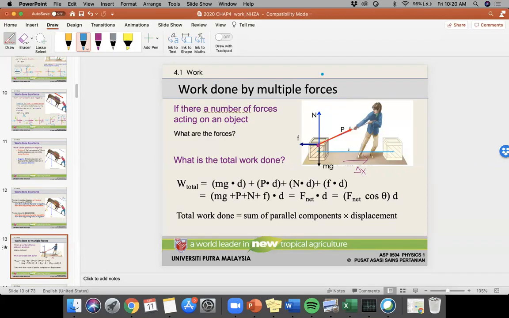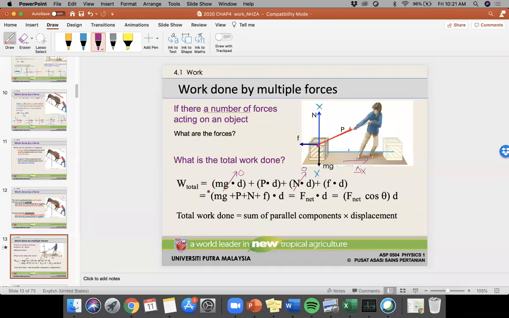So what are the forces that are perpendicular? The reaction force is perpendicular, so it's going to be 0. Weight is perpendicular to displacement, so it also gives 0. The dot product of mg with displacement is 0, and the dot product of the reaction force with displacement is 0. So the total work done is just from the pulling force and the friction.